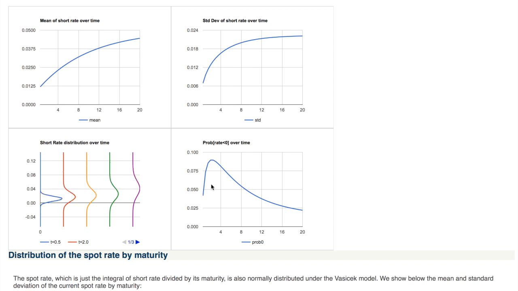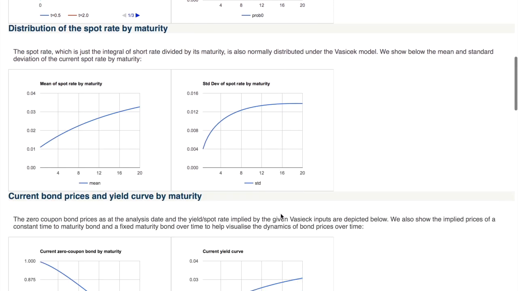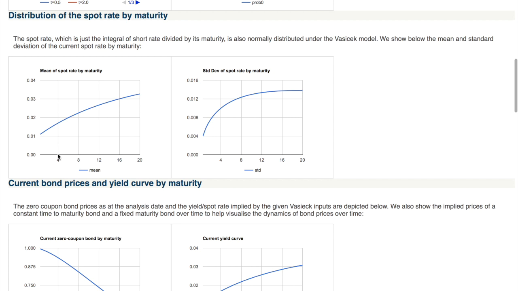The next section is where the short rate becomes relevant to what we care about. The spot rate, which is the integral or accumulator of the short rate over the spot maturity. Remember, the short rate is the interest rate for a very short period of time, and if we compound the short rate, we get the rate over the longer period. You can see the mean and standard deviation of the spot rate by maturity here.